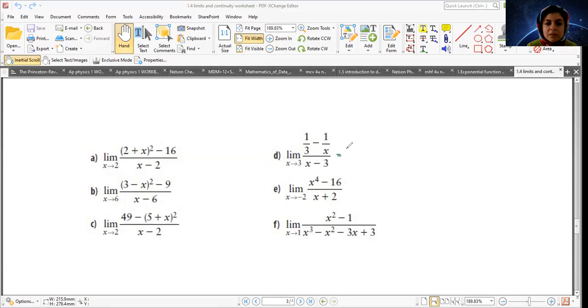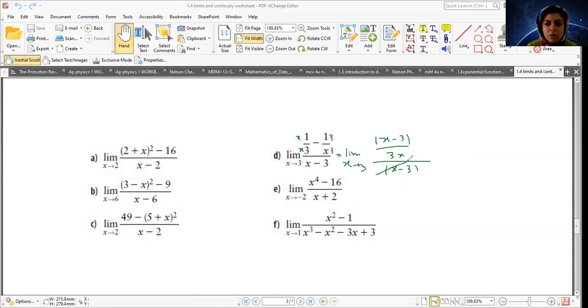How? In this case, we take the common denominator. So the common denominator between 3 and x is 3x. So you multiply this one by x, numerator and denominator. Multiply numerator and denominator by 3. So then it becomes (x minus 3) divided by 3x. And we have x minus 3 over here, with x going to 3. Now I can cancel this bracket (x minus 3) from numerator and denominator.